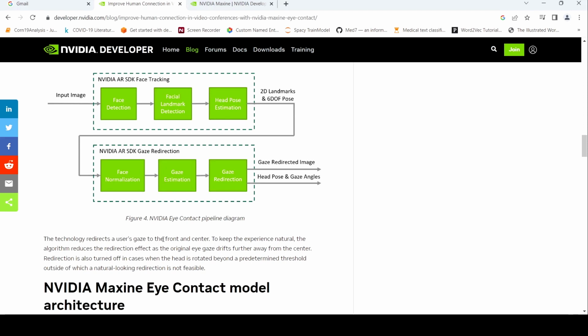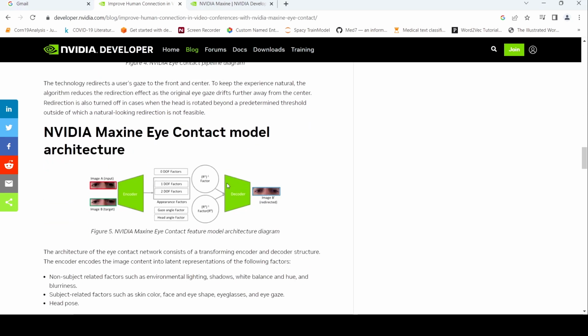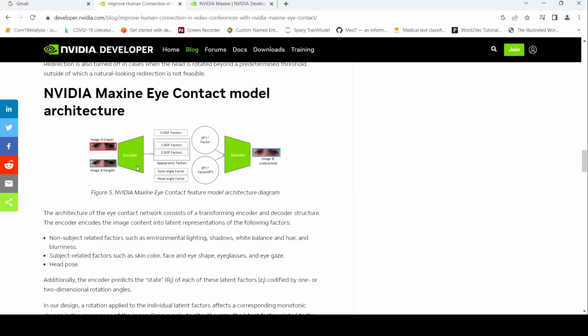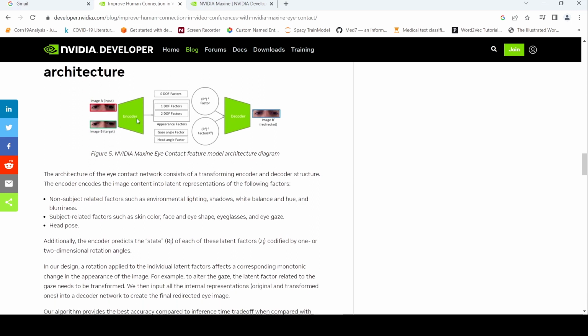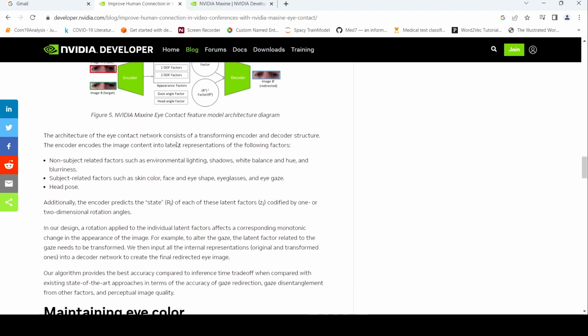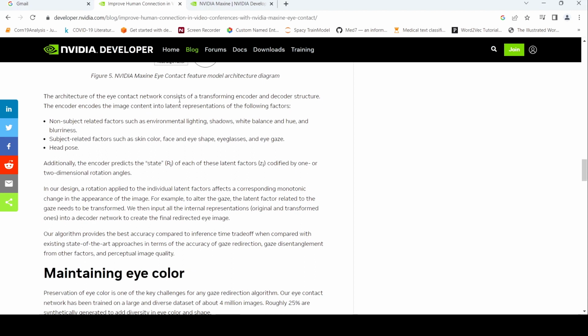So this technology directs the user's gaze to the front and center, right? And then they have given more details over here about this eye contact model architecture. This encoder is there, decoder is there. Encoder takes the eye patch as an input, and decoder tries to redirect it to center over here. Gaze angle factor, head factor, appearance factors, these are the degree of freedom factors from the pose over here. So the architecture of the eye contact network transforming, this is what I was talking about.